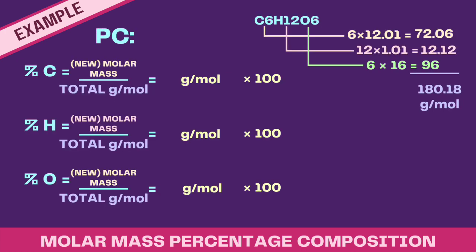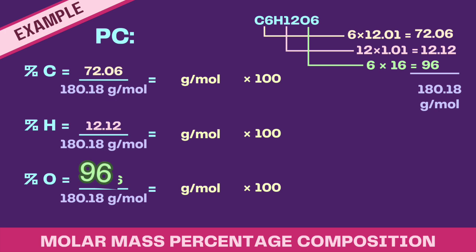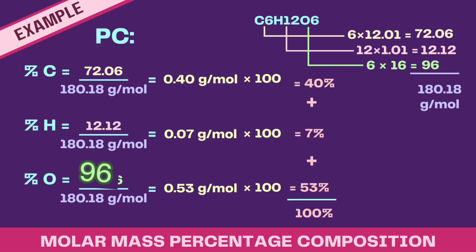To get the percentage composition, this is the formula. Molar mass divided by total grams per mole, then multiplying the quotient by 100. Through substitution, percentage carbon equals 72.06 over 180.18 grams per mole equals 0.40 times 100 equals 40%. Next, hydrogen. 12.12 divided by 180.18 grams per mole equals 0.07 times 100 equals 7%. Lastly, oxygen equals 96 divided by 180.18 grams per mole equals 0.53 times 100 equals 53%.